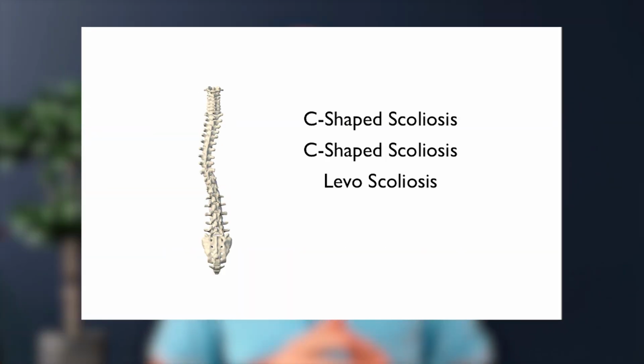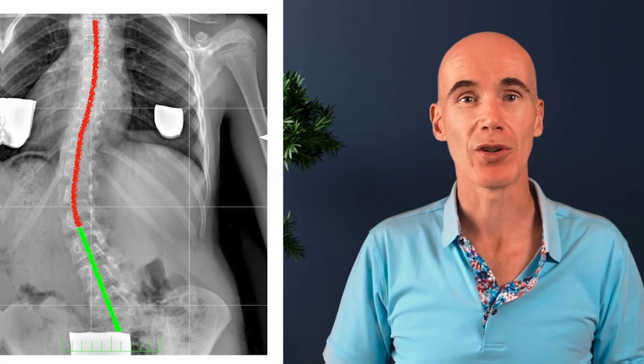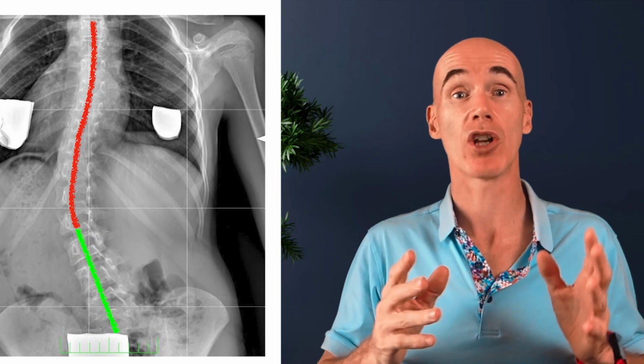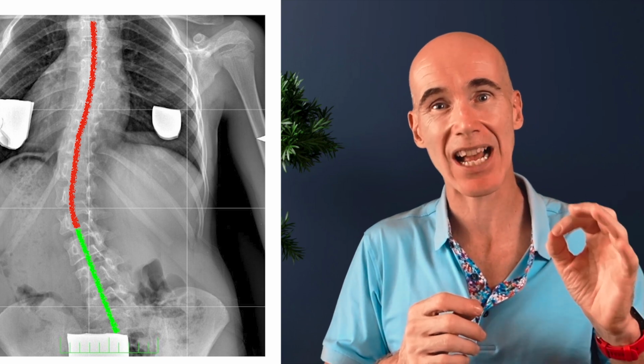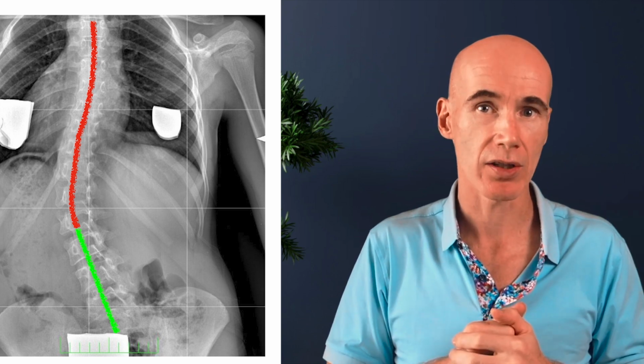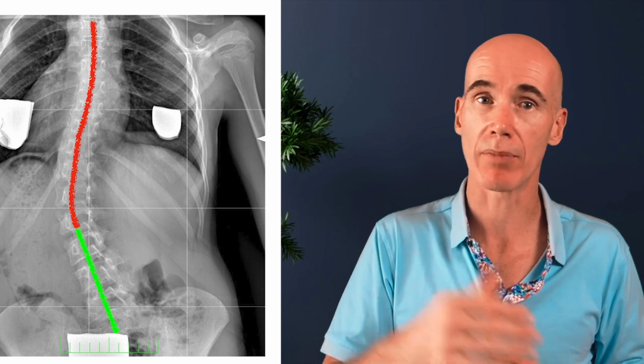Now this curve is called a levoscoliosis, or as I like to call it, a regular C-shaped curve when viewed from behind. You can see that the curve starts at the top of the lumbar vertebra, where the green line is, and then extends up into the thoracic vertebra. So this will be called a thoracolumbar curve.